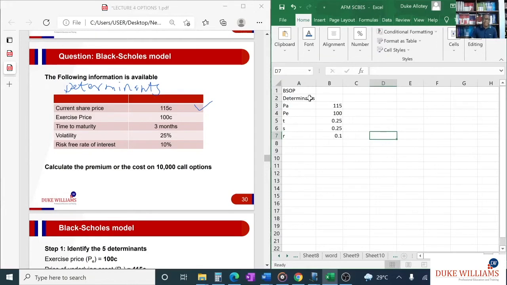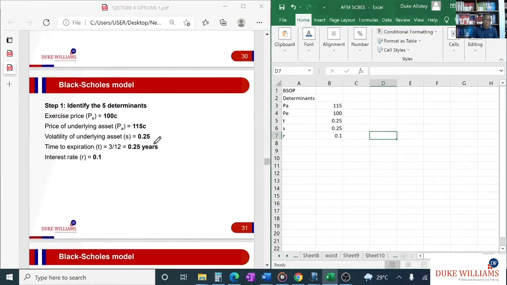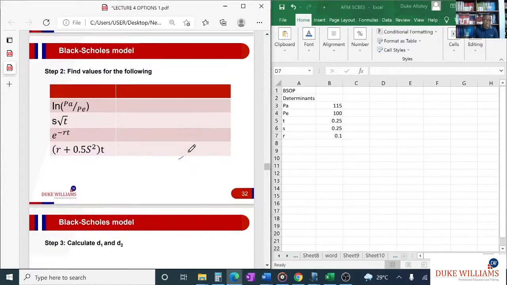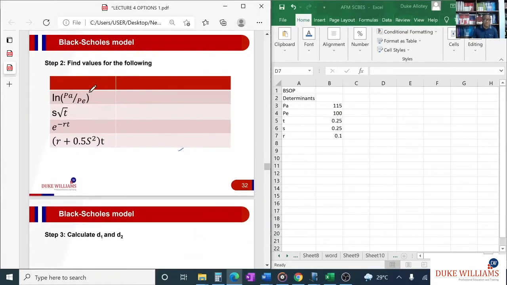That is the first step you take. You identify all these five determinants and work them out. Make sure your T is in number of years so that it works with the formula. The next bit I would advise students to do is to find values for these four items, because they will be needed, be it call options or put options.